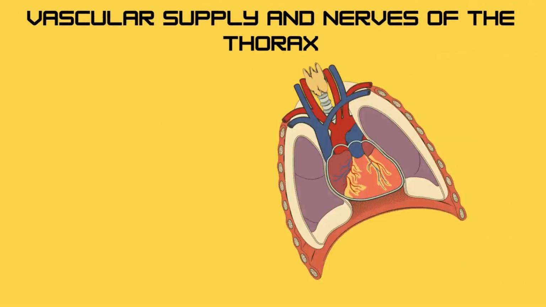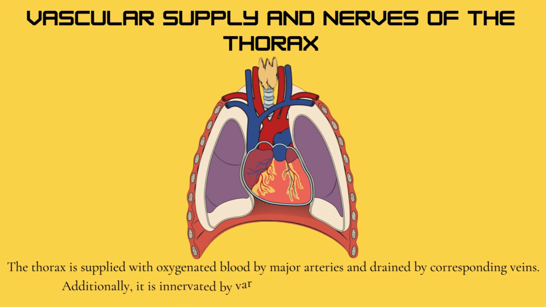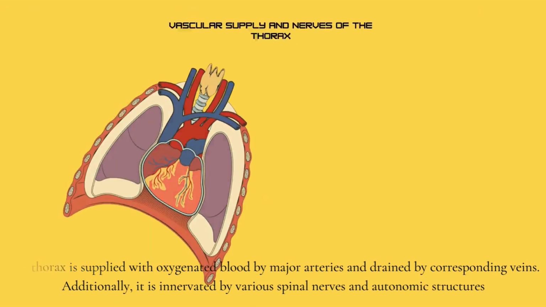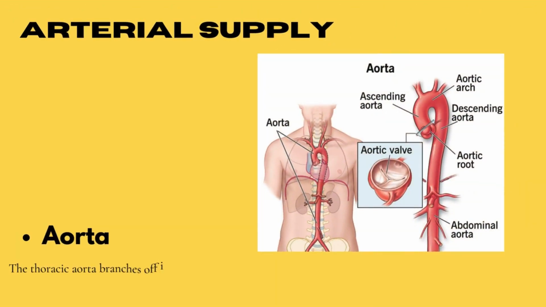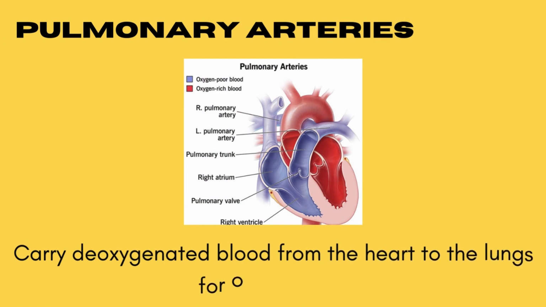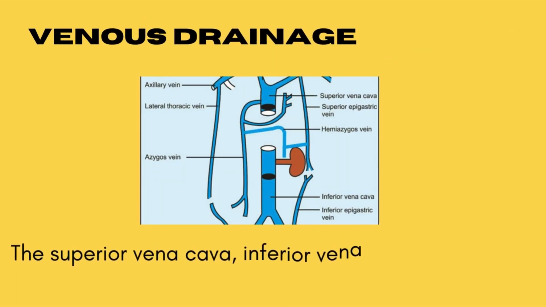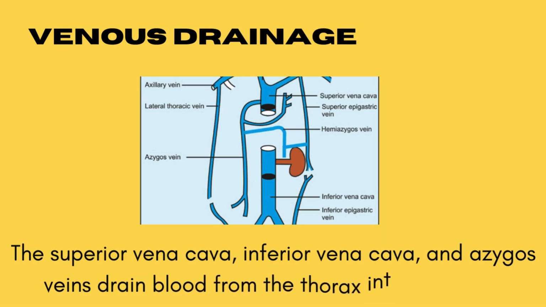Vascular supply and nerves of the thorax. The thorax is supplied with oxygenated blood by major arteries and drained by corresponding veins. Additionally, it is innervated by various spinal nerves and autonomic structures. Arterial supply. Aorta. The thoracic aorta branches off into intercostal arteries that supply blood to the chest wall and organs within the thoracic cavity. Pulmonary arteries. Carry deoxygenated blood from the heart to the lungs for oxygenation. Venous drainage. The superior vena cava, inferior vena cava, and azygos veins drain blood from the thorax into the heart.